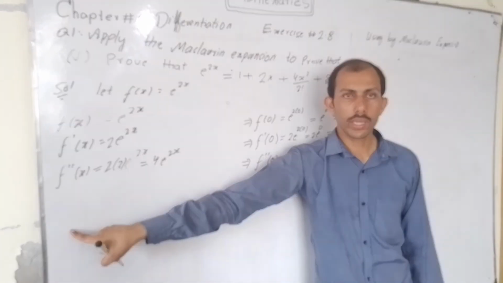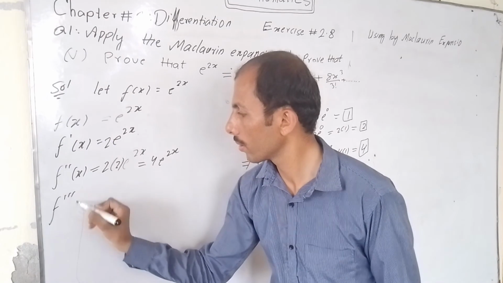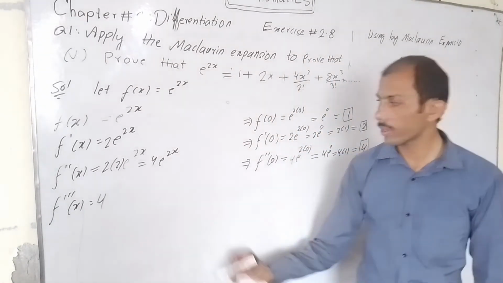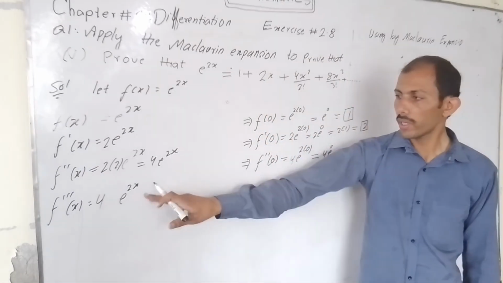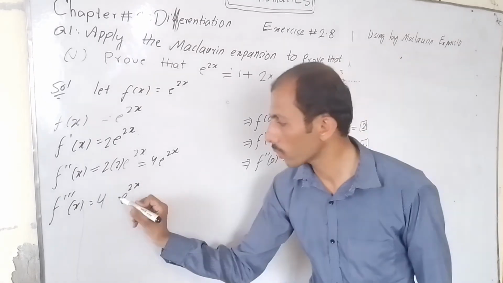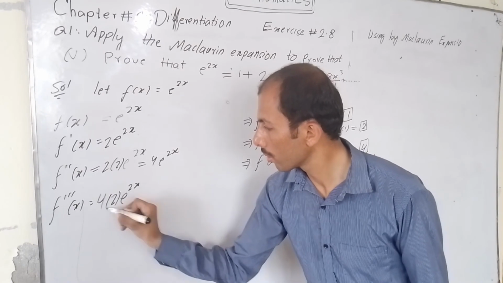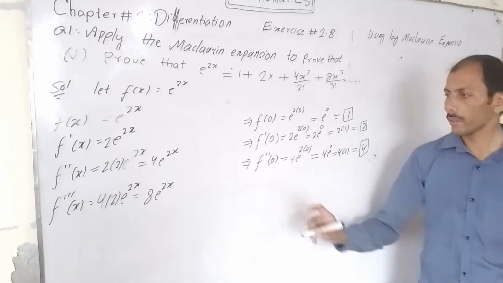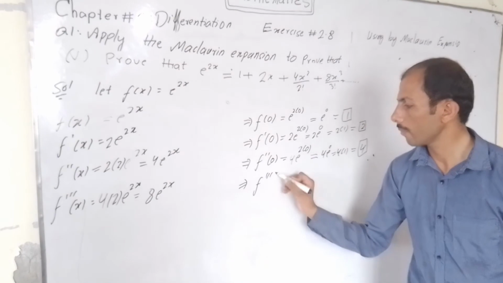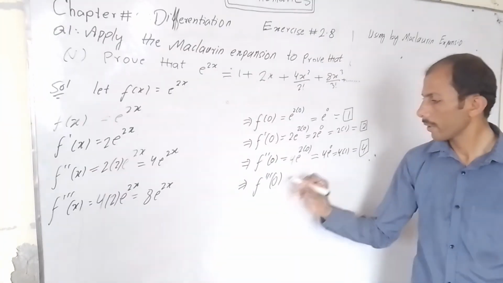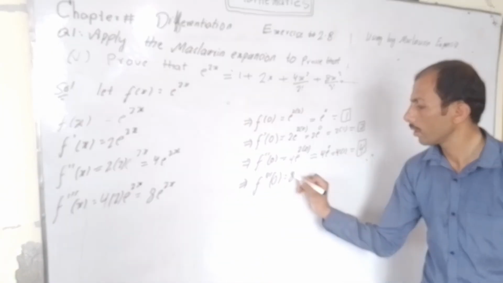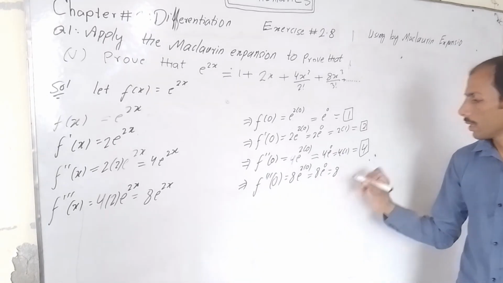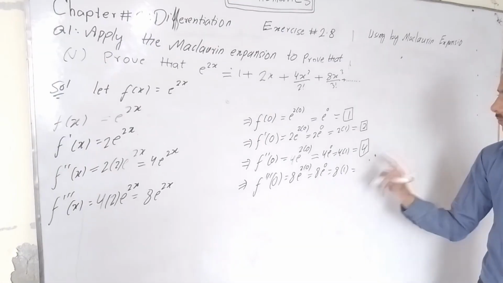Next, third order derivative f triple prime of x is equal to 4 times derivative of e power 2x, which is e power 2x. Derivative of 2x with respect to x is equal to 2, so 4 times 2 is 8 e power 2x. At x equal to 0, f triple prime of 0 is equal to 8 e power 2 into 0, which is 8 e power 0. Since e power 0 is 1, 8 into 1 is 8.